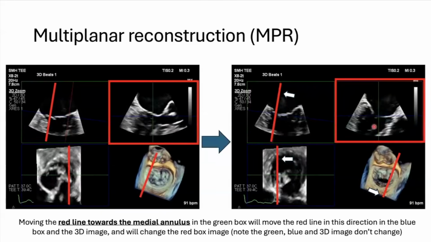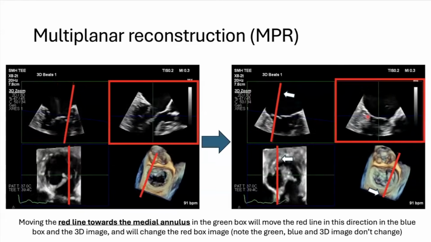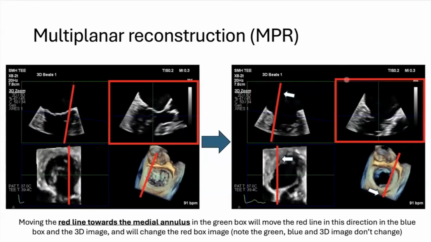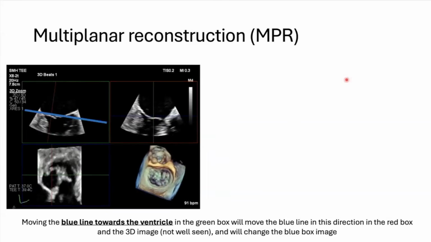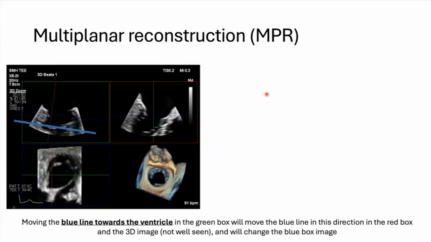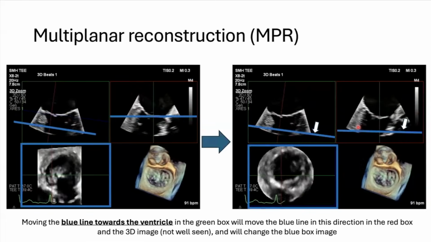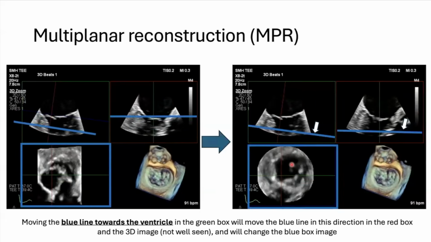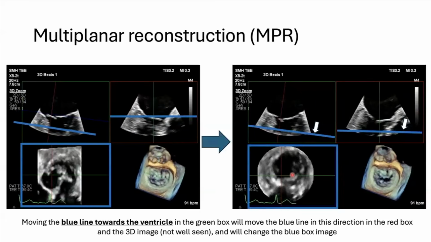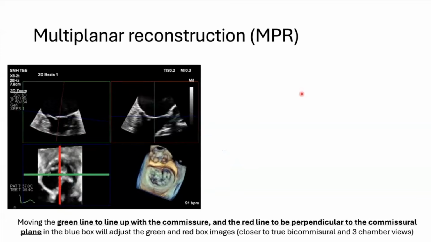And now we're going to see coaptation at the medial aspect of the annulus between the threes, between A3 and P3. Let's say we do something like this, where we drag our blue line down to kind of see the ventricle. Well, what will that do? Well, that will drag the blue line down in your red image here, and it will create kind of a short axis-like image of the left ventricle. I don't do this routinely, but this is just for illustrative purposes.